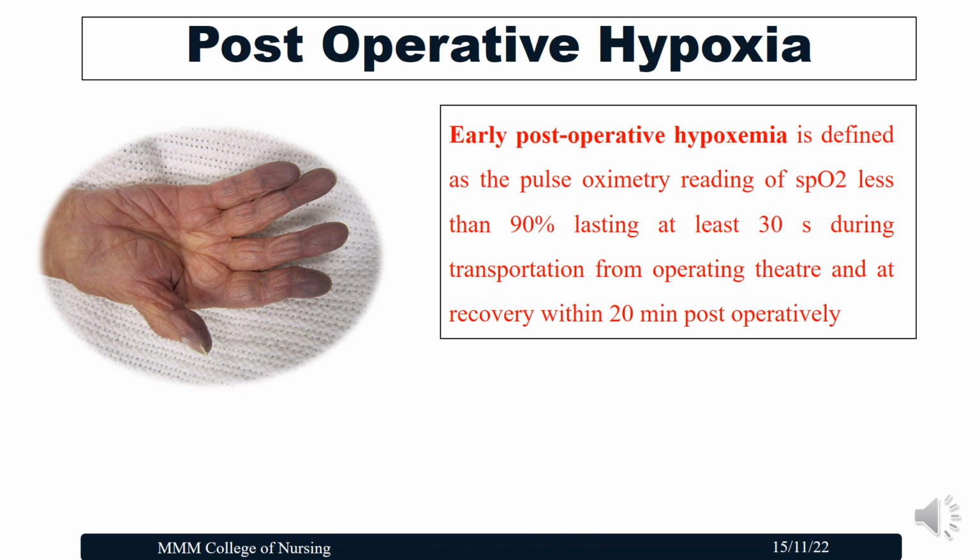Postoperative hypoxia. How can we define postoperative hypoxia? Early postoperative hypoxemia is defined as a pulse oximetry reading of SpO2 less than 90% lasting for at least 30 seconds during the transportation of the patient from the operating theater to the recovery room, where the patient recovers within 20 minutes postoperatively. So while we are shifting a patient from the operation theater to the recovery room, if the patient's saturation drops below 90% for at least 30 seconds, but the patient recovers within 20 minutes postoperatively, then we can say it is postoperative hypoxia.